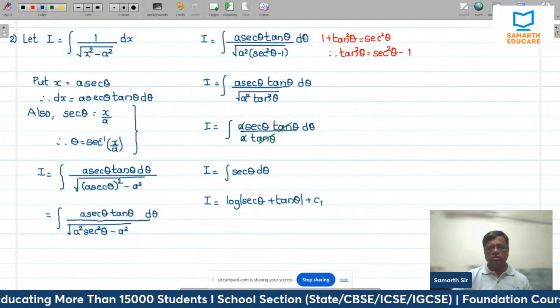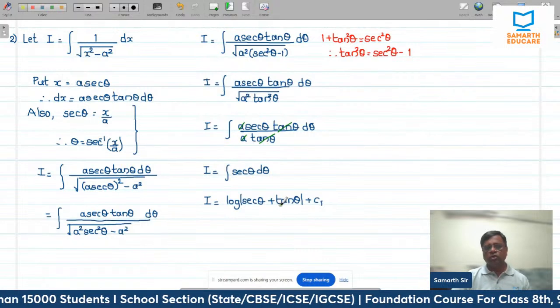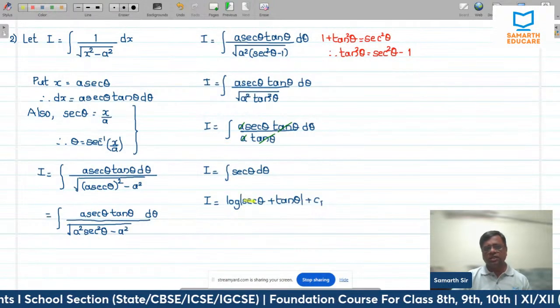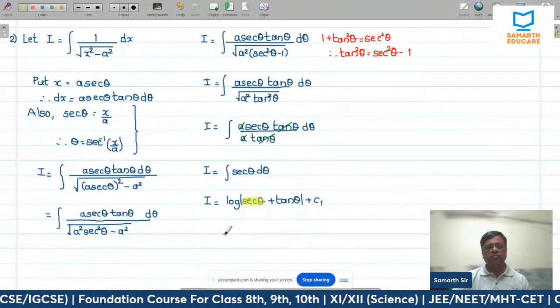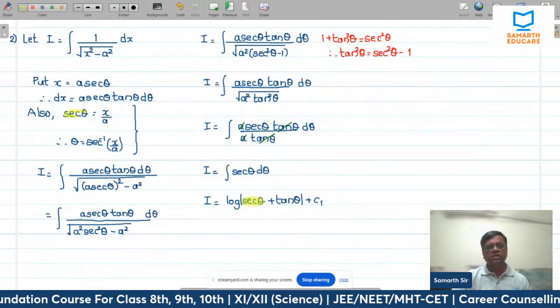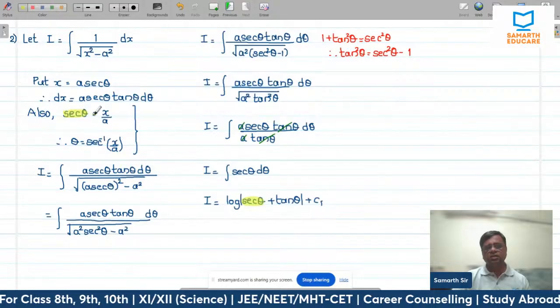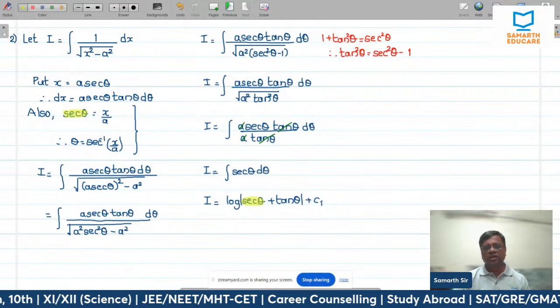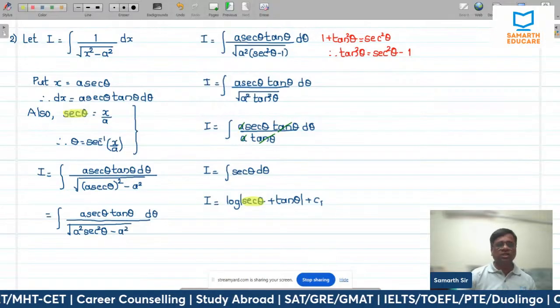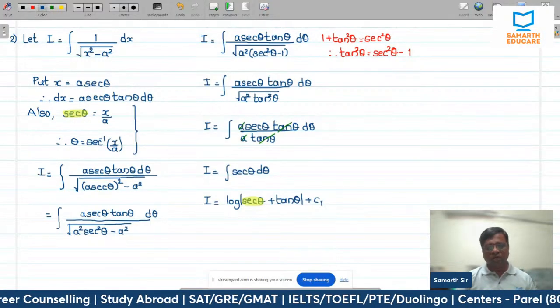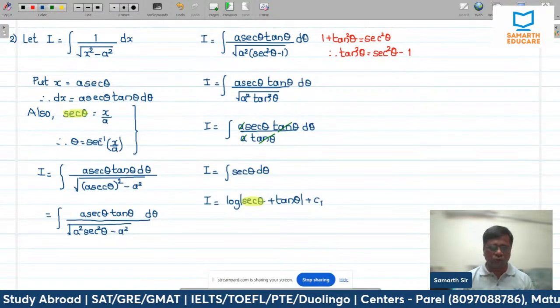Now, if you observe, we know the value of sec theta, correct? यहाँ पे अपने को sec theta का वैल्यू दिख रहा है. कहाँ दिख रहा है? यहाँ पे हमने sec theta का वैल्यू निकाला है. Sec theta is equal to x upon a, right? What about tan theta? Now, tan theta का वैल्यू निकालने के दो तरीके हैं. Okay, once again tan theta का वैल्यू निकालने के दो तरीके हैं.